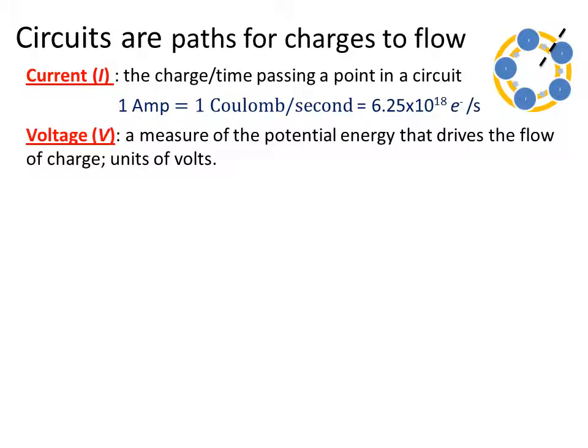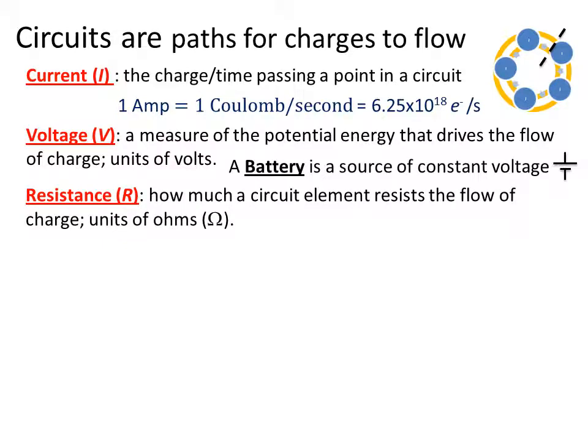Why would the electrons go around a circuit? Well, there's a quantity called voltage, which is a measure of the potential energy that drives the flow of charge in a circuit. Its units are volts. A circuit element called a battery is the source of constant voltage that typically drives the current in a circuit. And in a circuit diagram, it's symbolized by the symbol shown to the right.